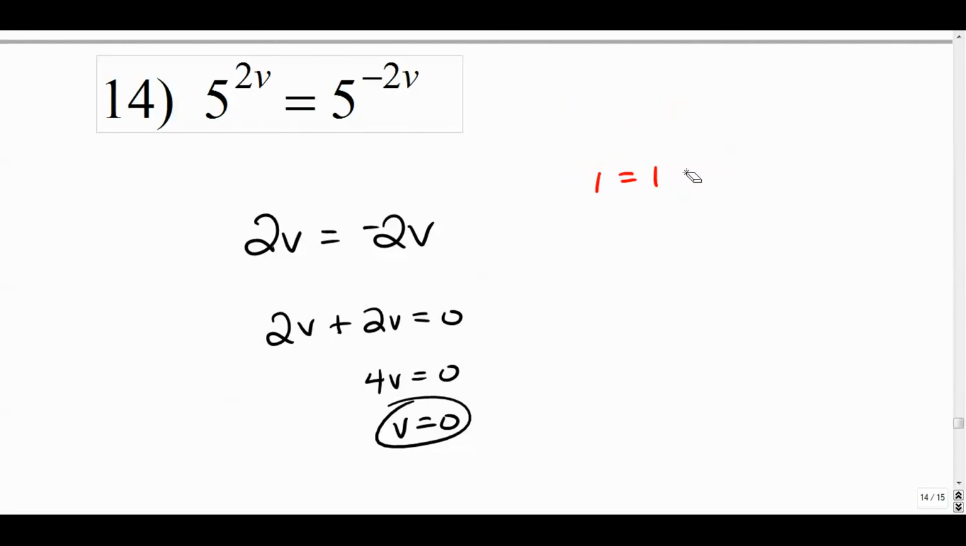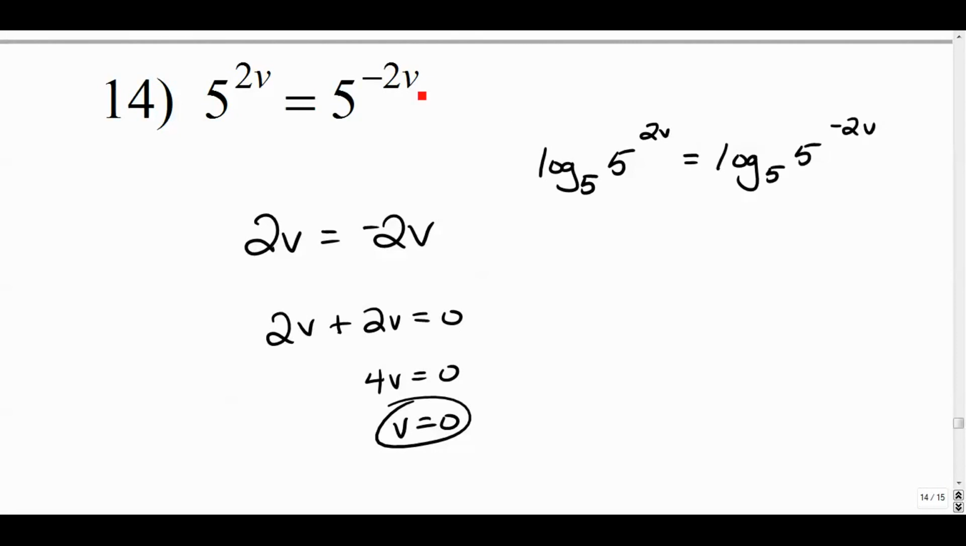All right, and I suppose if you didn't see that one-to-one property, you could take the long route. You can say, okay, I've got my v's in my exponents, so I want to get those out of there. So let's take log base 5 of both sides. What that's going to do is take these and cancel them, leaving you with 2v equals negative 2v, and you'd solve it. So I guess my point here is that if you know your shortcut, go this route. If you don't, you can still get the right answer. It's just going to take you a few more steps. So the more tricks you know, the easier these problems will be.